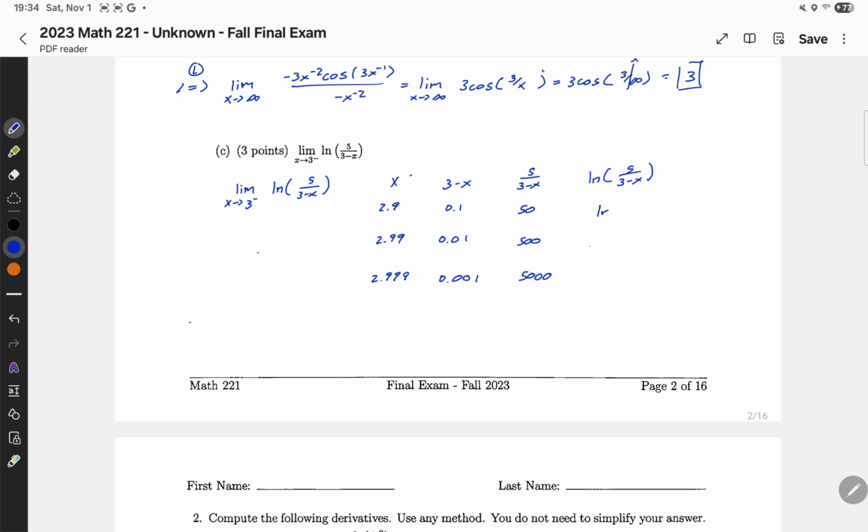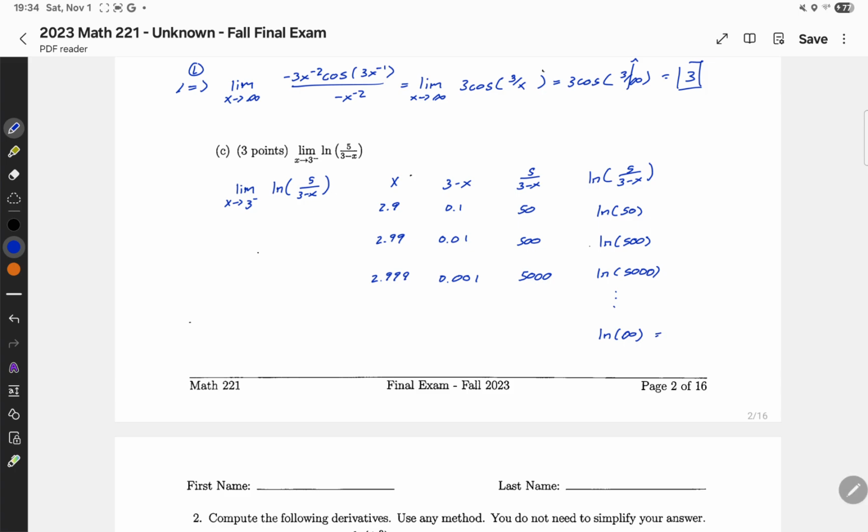I don't know how to calculate these natural logs without a calculator, but we can just look at them. So here we have natural log of 50, natural log of 500, natural log of 5,000. And what hopefully you can see happening is this is going to eventually approach the natural log of infinity, or at least as x gets infinitely close to 3 from the negative side. And if you remember natural log, which hopefully you do, it increases slowly, but it's always increasing.